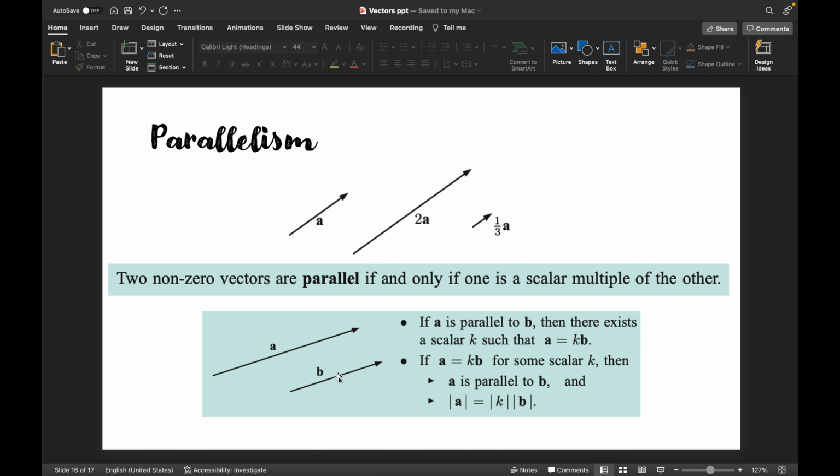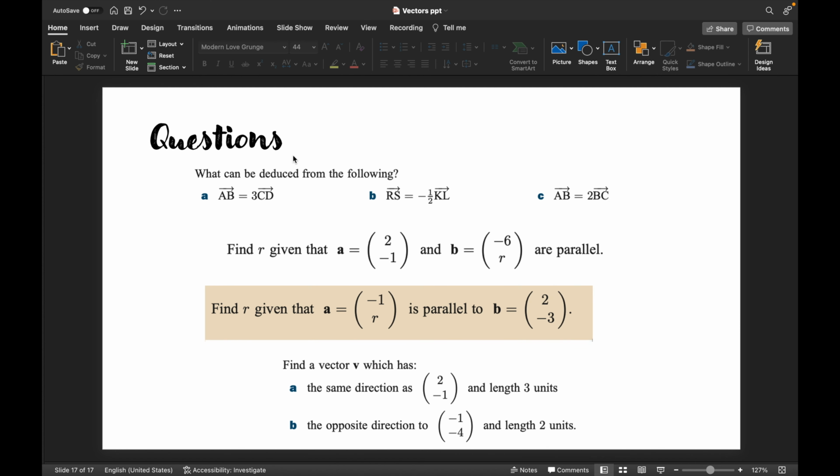And we have AB. So if A is parallel to B, then there exists a scalar value of k such that A is kB. That's pretty simple. It's time to do some questions. Let's look at the first one.